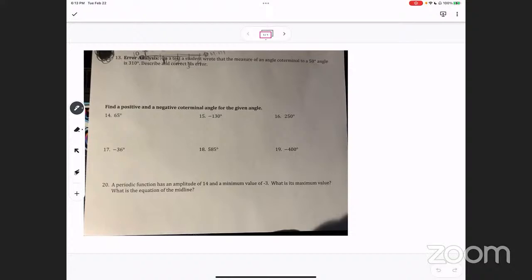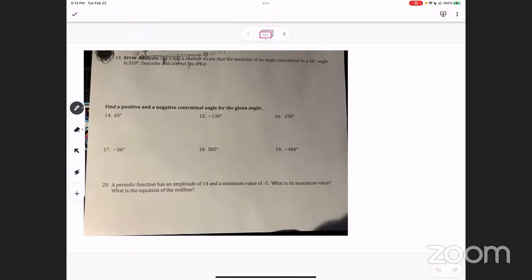Okay, good. So which one are we going to do? Are we doing 14 through 19? Or are we doing 13 first? 13 first, probably. Okay. So error analysis. On a test, a student wrote that the measure of an angle coterminal to a 50-degree angle is 310. Describe and correct his error.